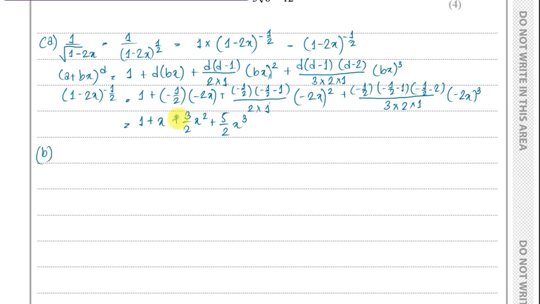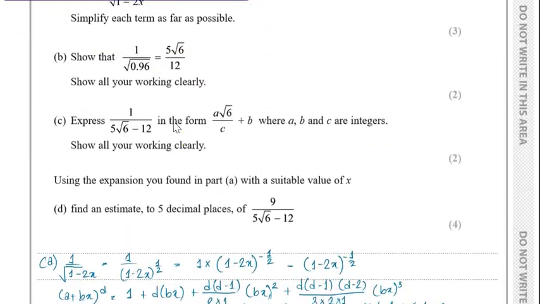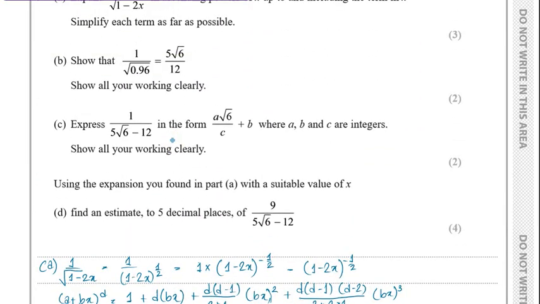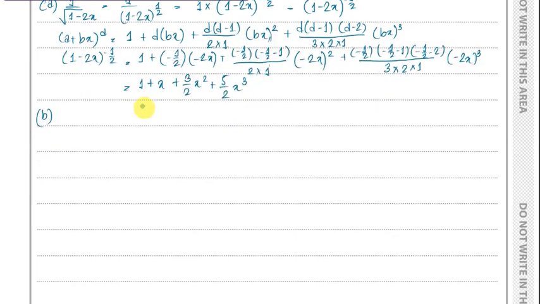So for part B, we have been given 1 by root over 0.96, and we have to show that this is equal to 5 multiplied by root over 6 by 12.